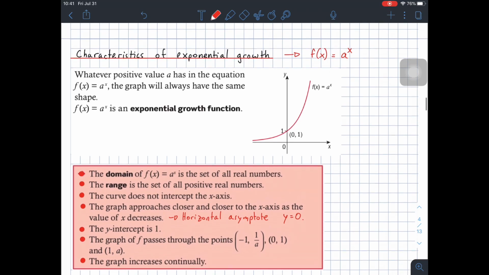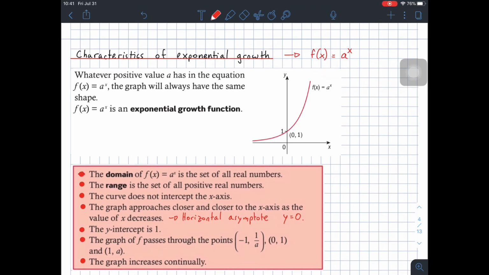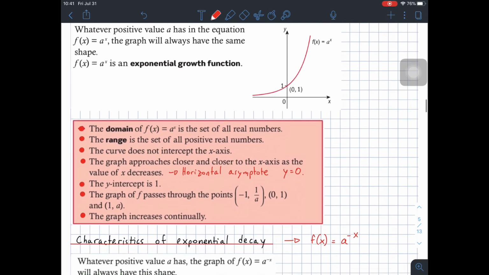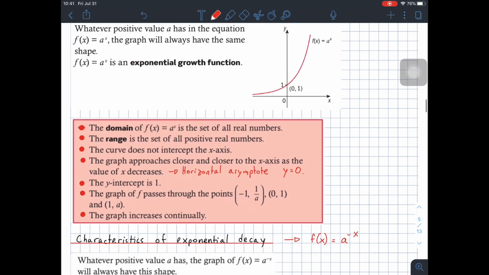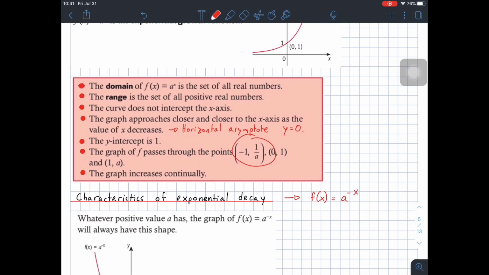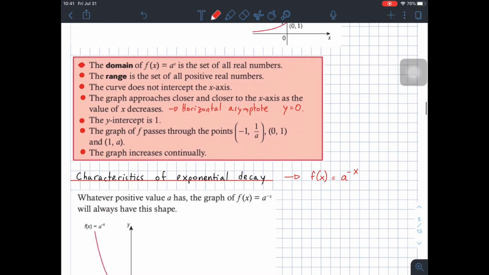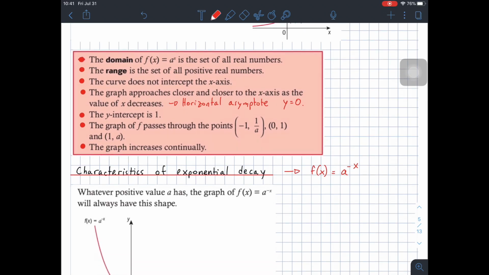Finally, here's a summary. Characteristics of exponential growth: f of x equals a to the power of x. This is the function for exponential growth. The domain of f of x is the set of all real numbers. The range is the set of all positive real numbers. The curve does not intercept the x-axis. The graph approaches closer and closer to the x-axis as the value of x decreases. That means that the horizontal asymptote is y equals 0. The y-intercept is 1. The graph of the function passes through (-1, 1 over a), (0, 1), and (1, a). The graph increases continually.